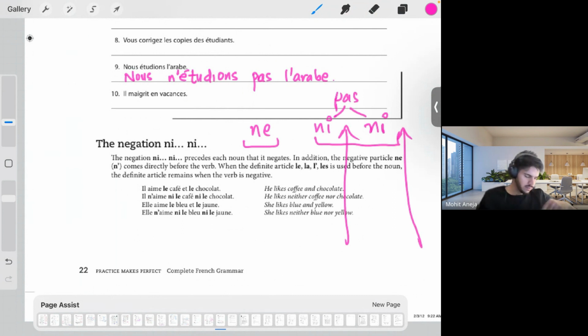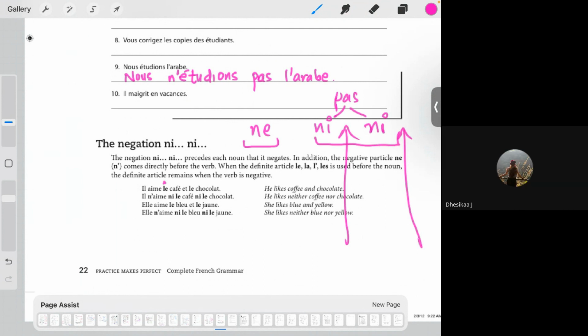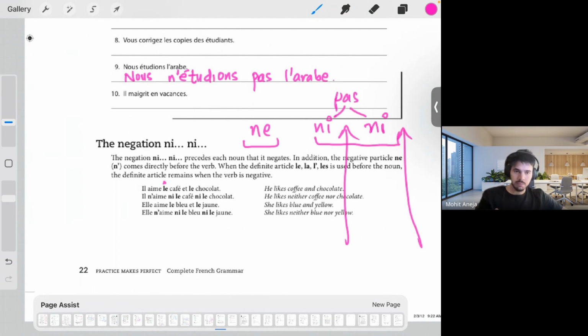Just for an example, here it is written: il aime le café et le chocolat. He likes coffee and chocolate in general, not one specific coffee that a particular cafe served him on a particular day. He likes drinking coffee and he likes chocolate in general. Even though this is le, this does not mean a very specific thing. This means coffee in general. Now I want to negate it and say that he doesn't like coffee, nor does he like chocolate. How will you say that?